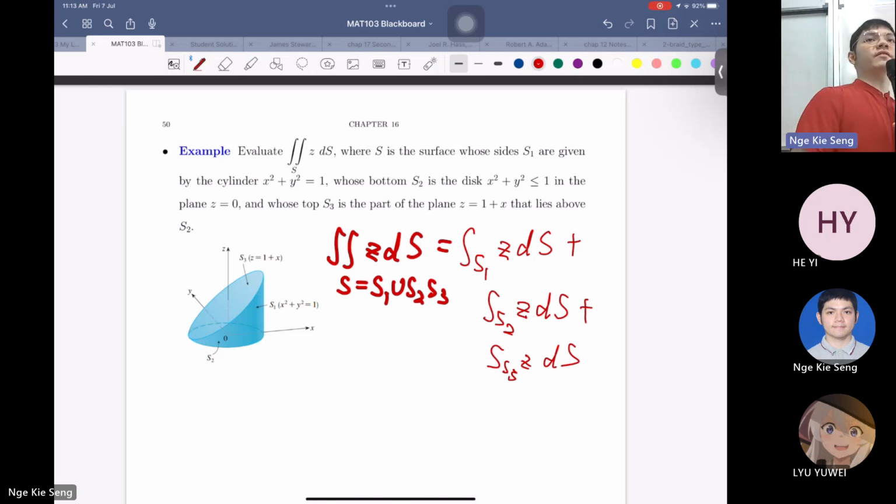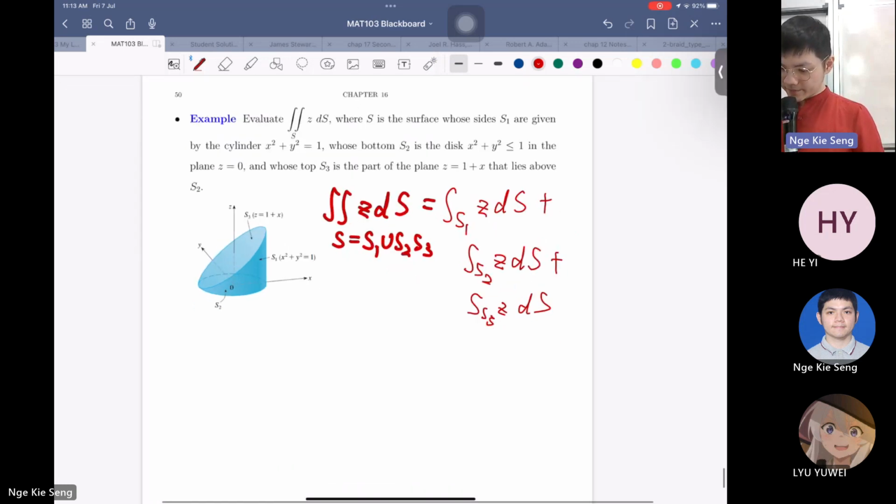How to compute a surface integral? What's the first thing you need to do? Parameterize your surface, because you need to get your variable out and then do integration. So you need to parameterize your surface. S1, what is S1 here? S1 is a cylinder.